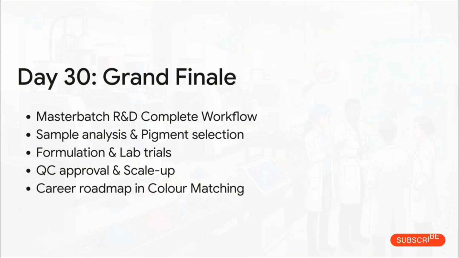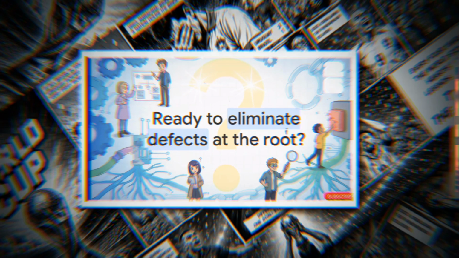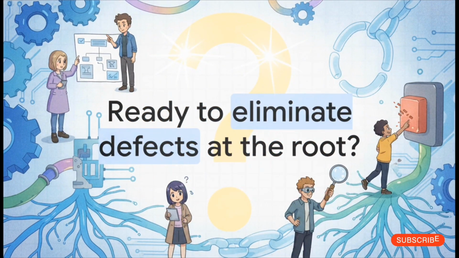As we wrap up, I really want you to internalize the core mindset of a true professional in our industry. A successful engineer doesn't hide a problem. They find its root cause and solve it permanently. So, I'm going to leave you with this final thought today. Are you ready to stop simply reacting to daily defects and start actually eliminating them at the root?